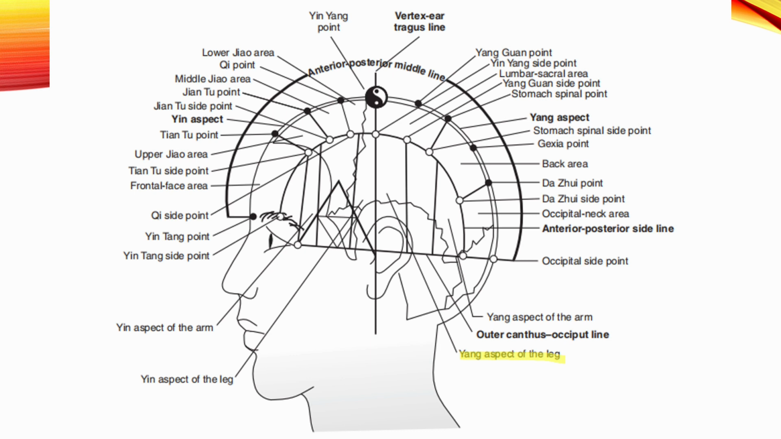Yang aspect of the leg. The yang aspect of the leg is the zone enclosed by the Yin-Yang side point, the Yang Quan side point, the anterior 1/3 point of the ear occipital line, the intersection point of the vertex ear tragus line with the outer canthus occipital line, and their connecting lines. This zone is divided into 5 equal portions and 6 short lines from superior to inferior.